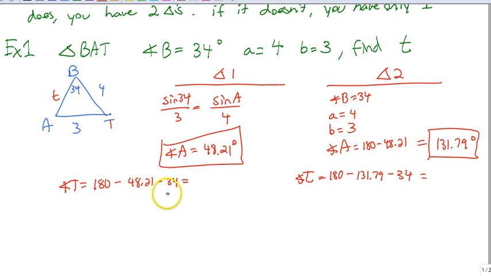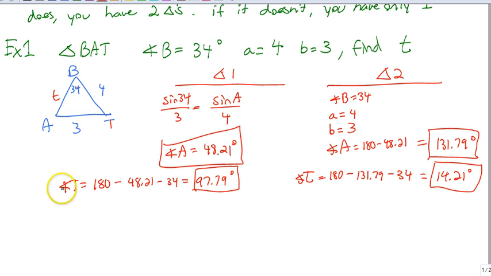When you do that math, you get T is 97.79 degrees, or it's 14.21 degrees, depending on the triangle. So we now have angle T on both triangles, and now we could find side T on both triangles using law of sines again. So we could say sine of 34 all over 3 is equal to the sine of the angle we just found, 97.79, all over T. That's what I'm looking for.